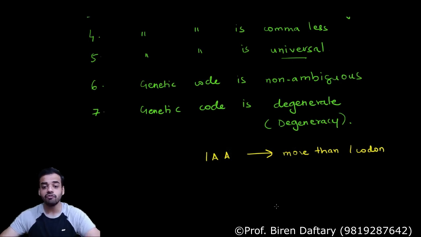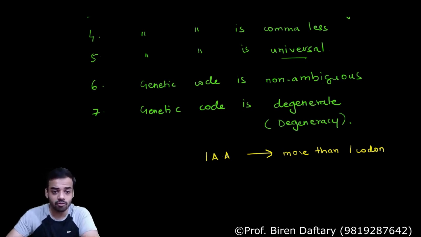So when we say that one codon can only form one amino acid, that means it is non-ambiguous. When I say that one amino acid can be formed by more than one codon, it is called degeneracy. So points number 6 and 7 are complementary points. Very, very important to understand this. People don't understand this, they learn it by heart and then they don't remember. So non-ambiguous means straightforward: one codon, one amino acid. Degeneracy means one amino acid, more than one codon.